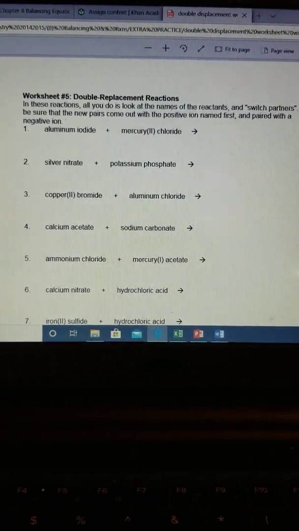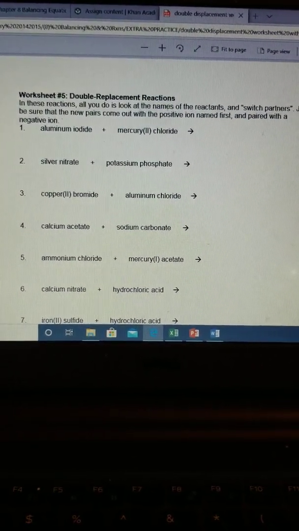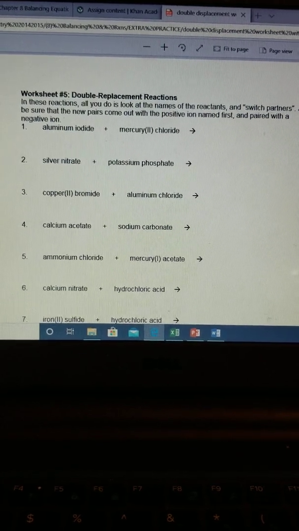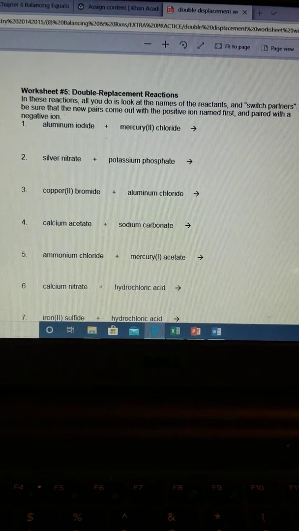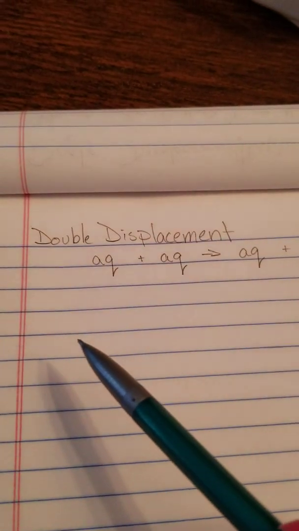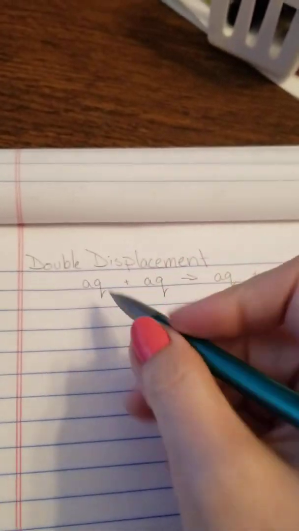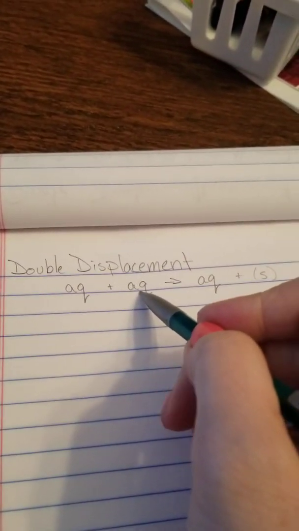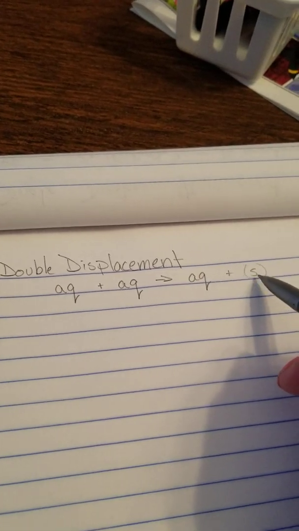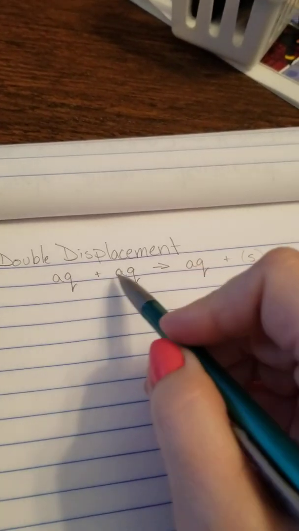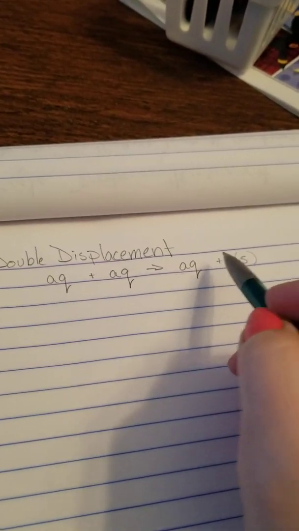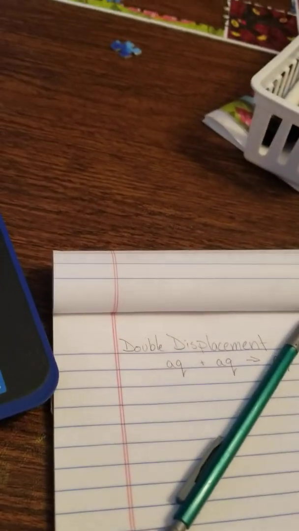Hey everyone, this video is going to be on how to do double replacement reactions, sometimes called double displacement reactions. The first thing to remember with double displacement is that you're starting with two compounds which are both aqueous, and you're making two new compounds. One is aqueous, one is not. To know that you fit this pattern, you have to look at a solubility chart.